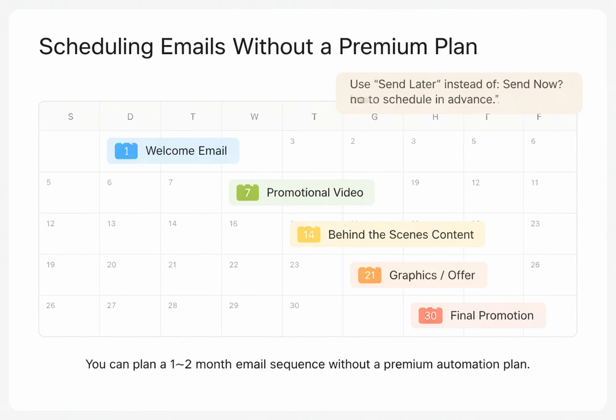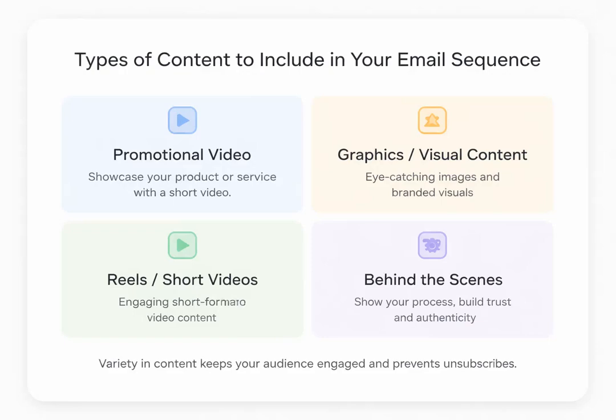This way, you can plan out a full 21-day, 30-day, or even 2-month email sequence all at once, and the emails will go out automatically on the dates you've set. It's not as dynamic as full automation, but it gets the job done without extra cost. You plan your content calendar, schedule each email to go out at the right time, and the system handles the delivery. What kind of content should you actually be sending in your email sequence?